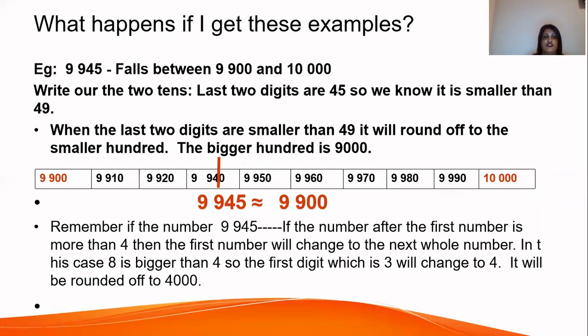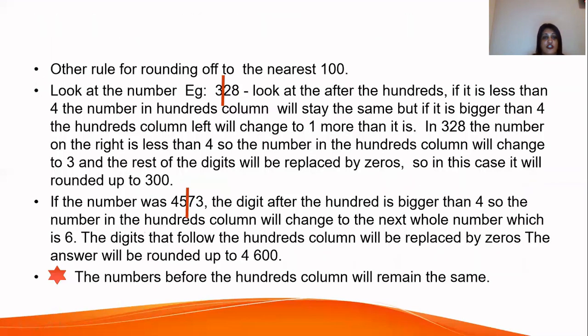9,945, the last two digits are 45, and it falls between 9,900 and 10,000. Now 45 is less than 49, so am I going to round up or am I going to round down? I'm going to round down if it's lower than 49. So 9,945 falls here, so I'm going to round it down to 9,900. So rounding 9,945 to the nearest 100 is 9,900. So that's how we can do it, or we can use the place value method to do it.